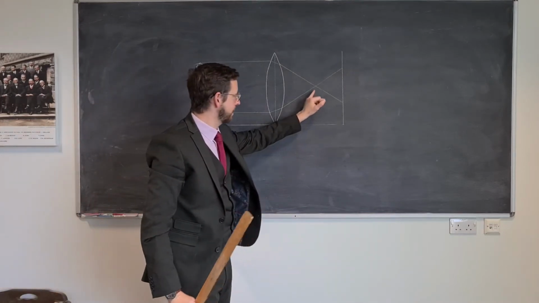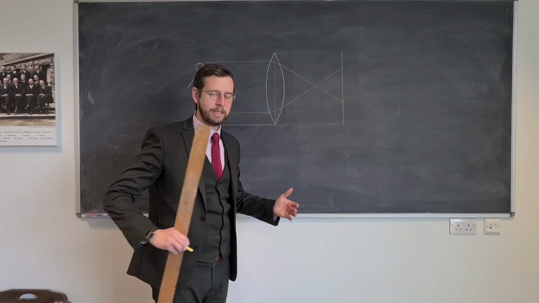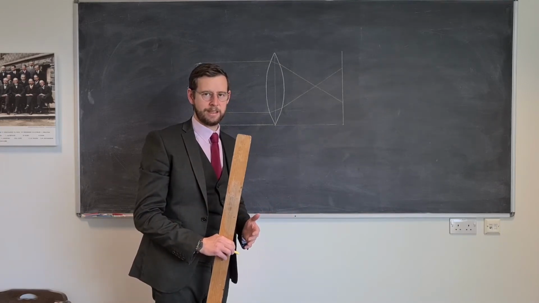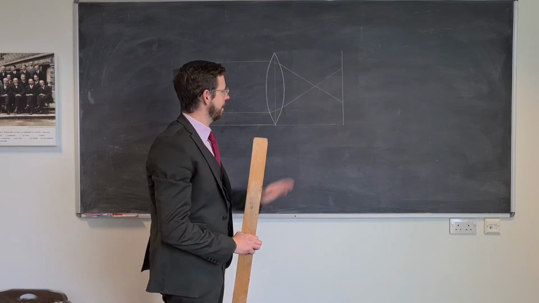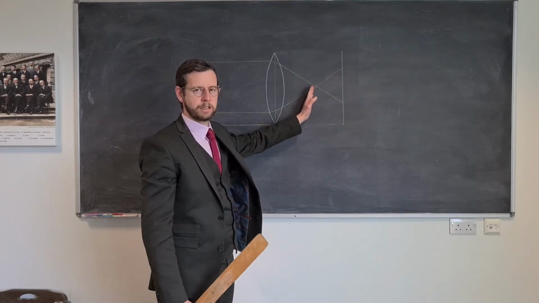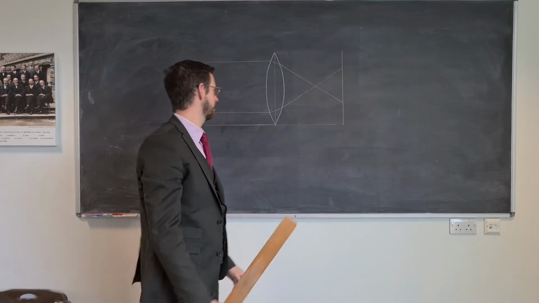But this was the principal focus, remember? Where the rays are all converged by the convex lens. It's called the principal focus. But what we're looking at is not what happens at the principal focus, but what happens if the light then hits a screen beyond the principal focus.